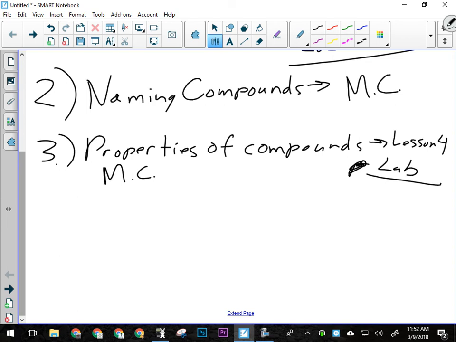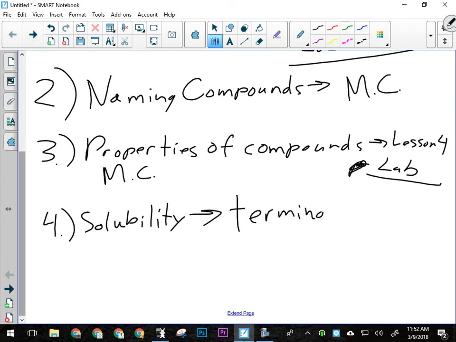Then we talked about solubility. There's a lot of terminology to do with solubility. That'll be in the multiple choice. Knowing what a solute is, a solvent is, a precipitate, things like that. Saturated, insoluble. So definitely know your terminology.